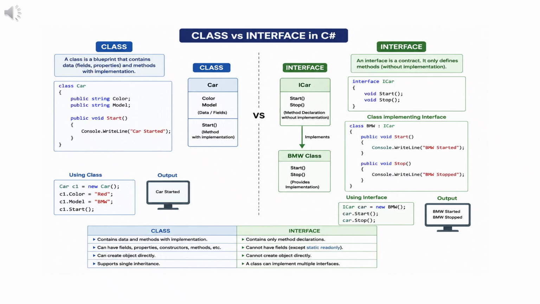In short, a class is a concrete working object. An interface is a promise that a class must fulfill, enabling different classes to be used interchangeably as long as they implement the same contract.